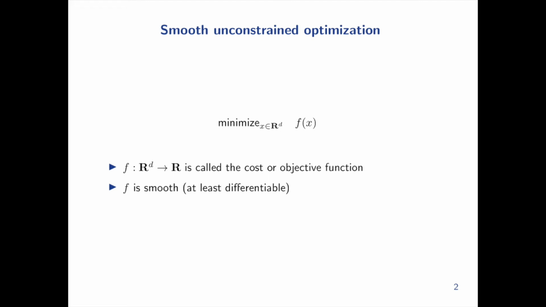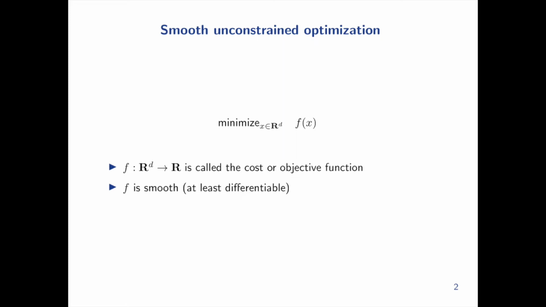So this week we're going to look at smooth unconstrained optimization problems. These are arguably the simplest class of optimization problems that we're going to study in this course, but they're actually much more common than a lot of the more complicated forms that you will see later in the semester. And so it's an important problem class.